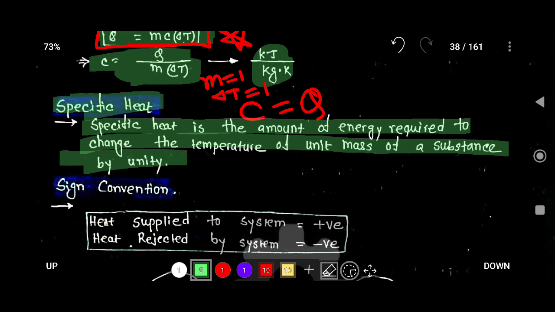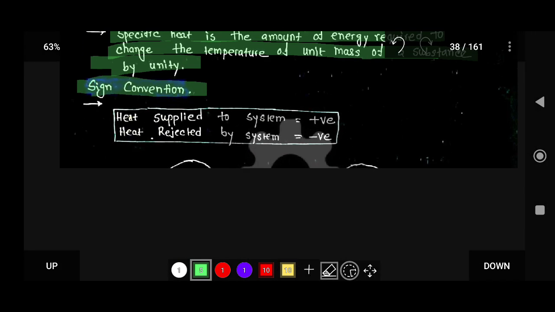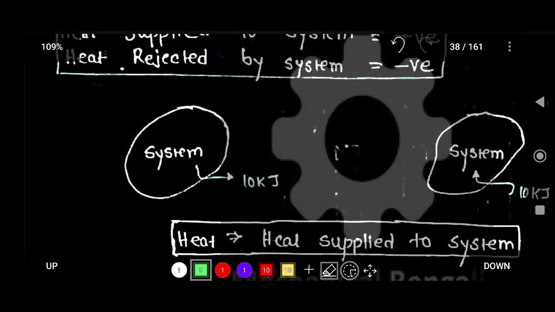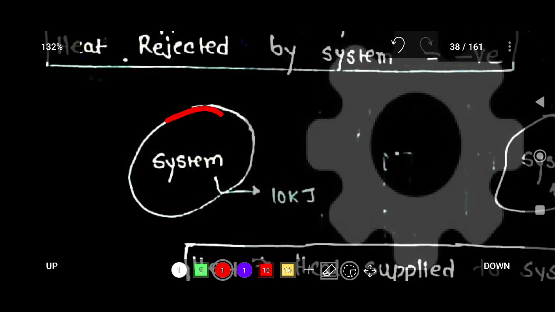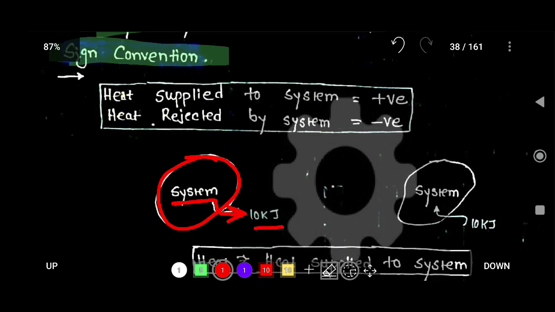Now understand the sign convention of heat. This is a very important sign convention of heat. Suppose this is a system. System means where our study is focused. So this is our system, and from this system the heat is rejected. Suppose this is 10 kilojoule. So what is the sign convention?